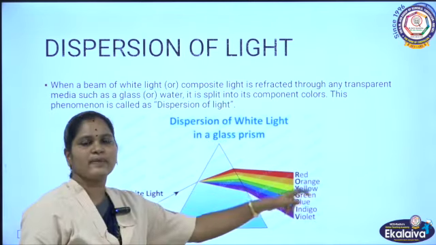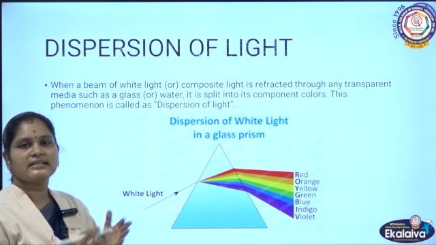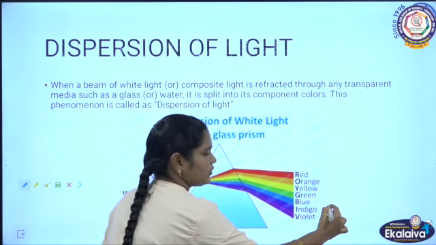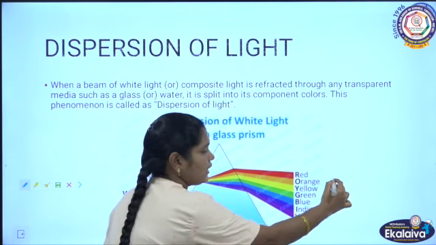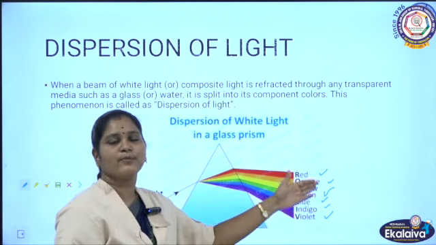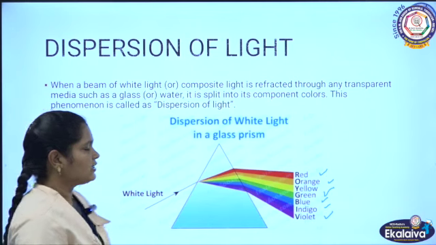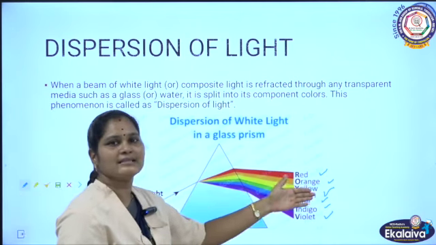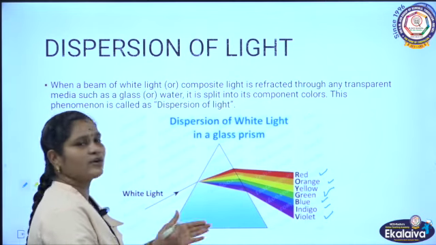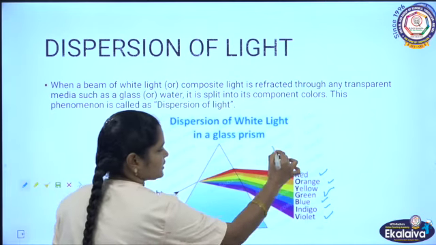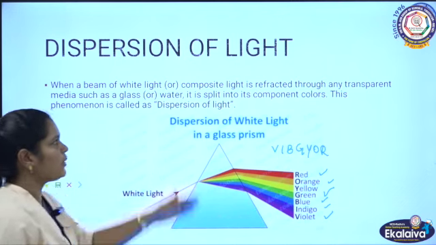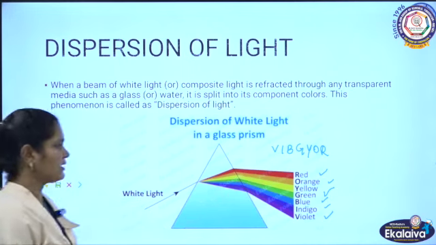The spectrum consists of 7 primary colors. I said, no? What is that? Violet, indigo, blue, green, yellow, orange, red. These are the 7 primary colors produced from composite light. That's why we call this a spectrum. In short form we call it VIBGYOR. So the composite light produces the VIBGYOR colors.